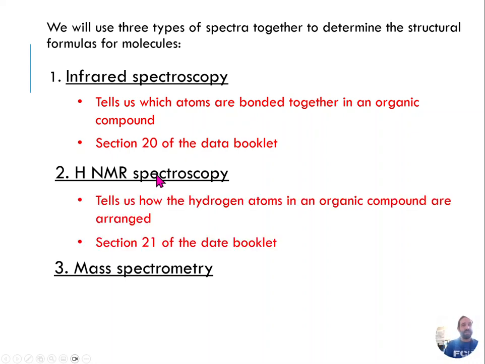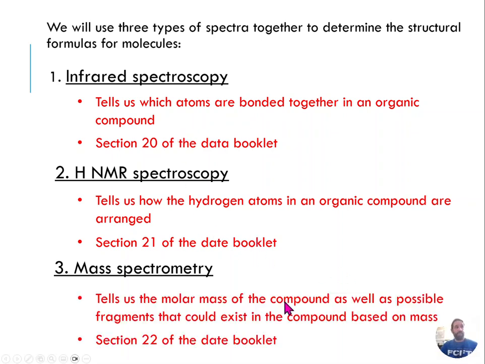NMR spectroscopy tells us how all the hydrogen atoms in a molecule are arranged, and different types of hydrogen will produce a different kind of peak in the spectrum. You can find NMR data in section 21. And finally, mass spectrometry gives us mass data. So it'll tell us what the molar mass of the compound is, as well as the masses of fragments that could break off that molecule when the sample is zapped with the X-ray and the ionizing radiation. And you can find mass spectral fragments in section 22 of the data booklet. So in this discussion, I've kind of pulled individual chunks of the data booklet out, but if you're learning from this video, you want to make sure to have it handy so you can reference.